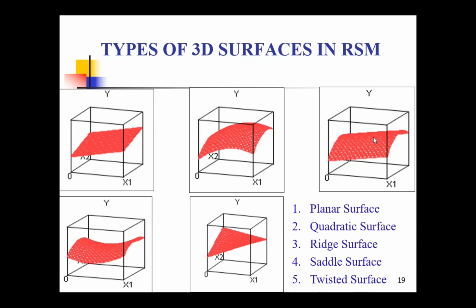Then comes the twisted surface. The twisted surface occurs because of the variations that exist. So this is also of particular importance during the study. By using these different surfaces, we are going to interpret the different surfaces that we are going to obtain during the analysis in RSM.